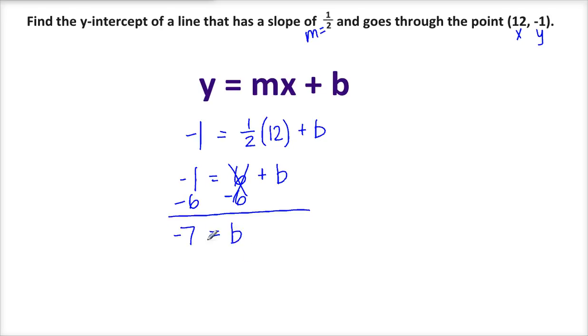So the y-intercept of this line is -7. And to write the equation of this line, it would be y equals m, which is 1/2, x plus b, but b is -7, so we'll just do -7 then. So this is the equation of the line being described.